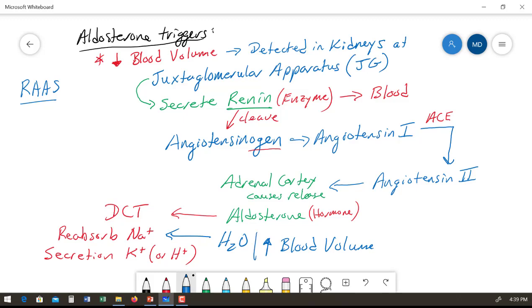So notice our starting and our end point here. We have a start point of a decrease in blood volume, and our end point is a negative feedback loop of an increase in blood volume. So once again, when aldosterone causes sodium to move from the filtrate back into the blood, water from the filtrate chases that back into the blood and therefore increases the blood volume.